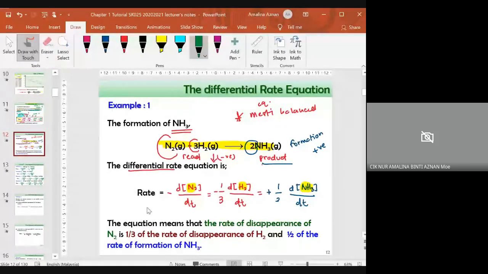So, the equation means that rate of disappearance of N2. So, N2 ni yang mana? N2. Okay, so N2. Rate of disappearance of N2 is ini. Nampak tak yang miss highlight kan? Okay. Negative tu maksudnya berkurang, disappearance. Okay. Decreasing, depletion. Okay, so rate dia is equal to rate of ataupun one third.